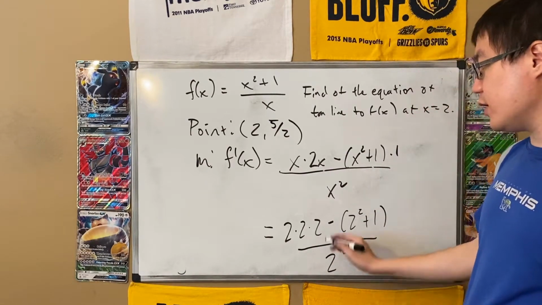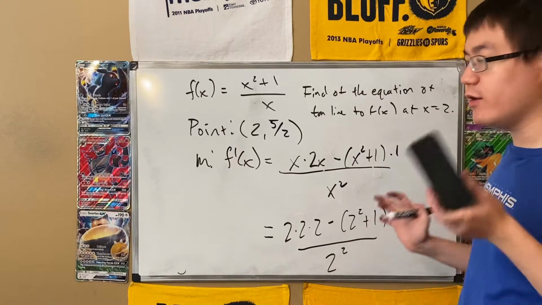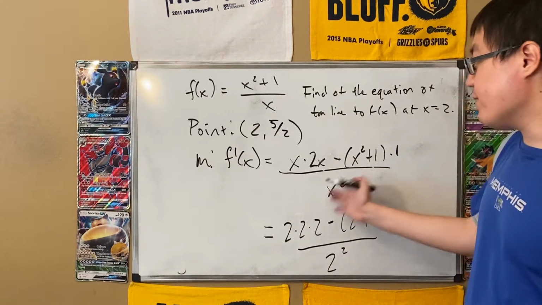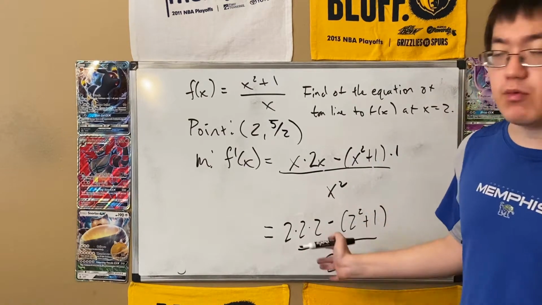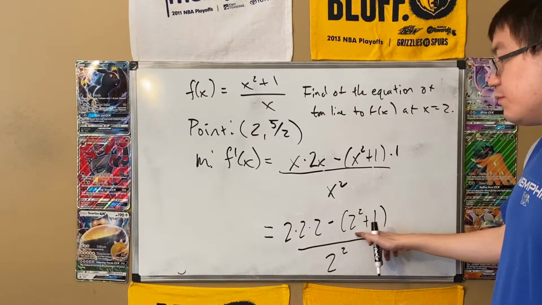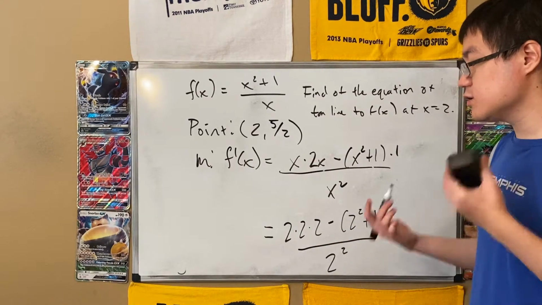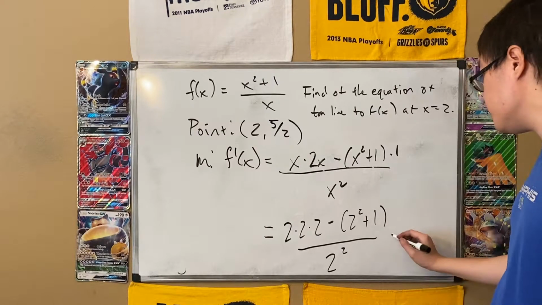For example, don't cancel out these 2 squareds. Remember that in order for fractions to cancel out, the term has to be in every single one of these. 2 squared is not being multiplied here, so you can't cancel that out. So we just had to do some old school math here.